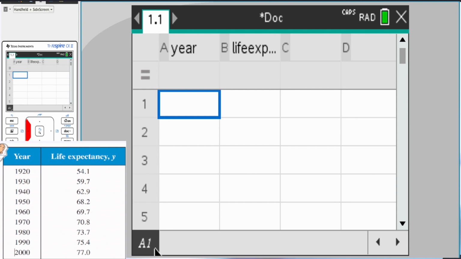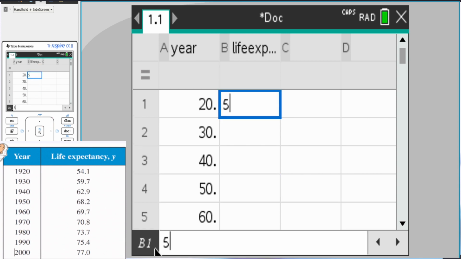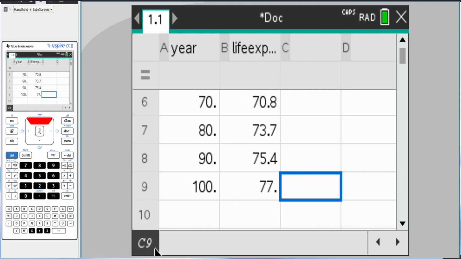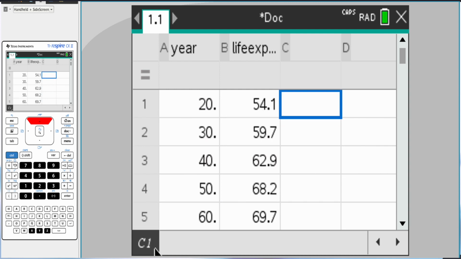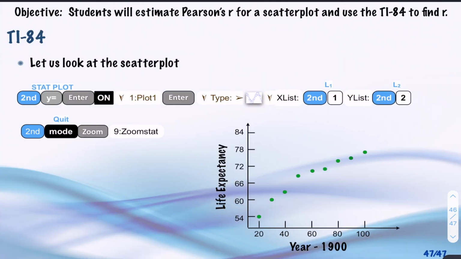Again, if I'm following along with my notes, I'm just going to take the year that we have and chop off the 1900 part of it, just so the numbers are easy to visualize. So if I go 20, 30, 40, 50, 60, 70, 80, 90, and 104 years ago, and then our life expectancy in years is first one, 54.1, then 59.7, then 62.9, then 68.2, then 69.7, 70.8, 73.7, 75.4, and 77.0. I have my data typed in to my calculator. Wonderful. If you're on your TI-84, we're going to type each of these into 2 different lists, and then we're going to move on to the next part.